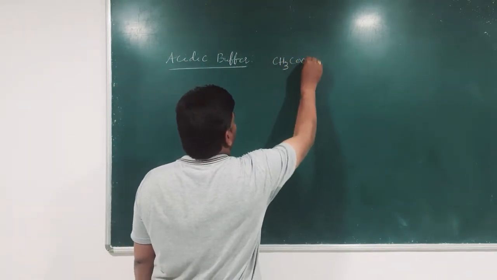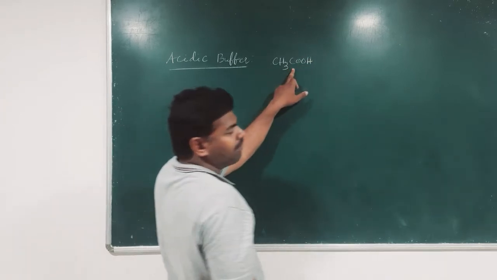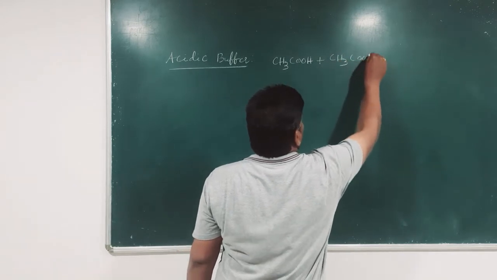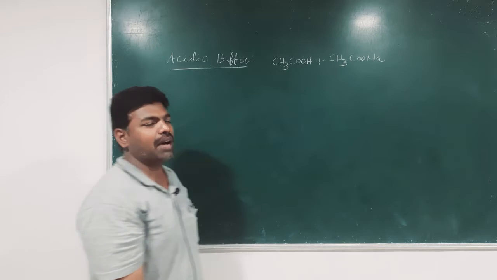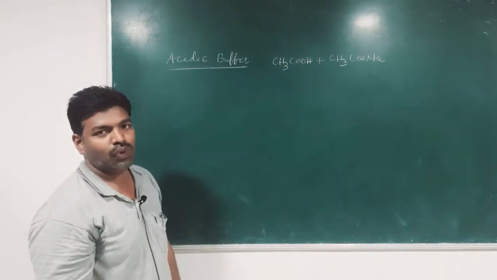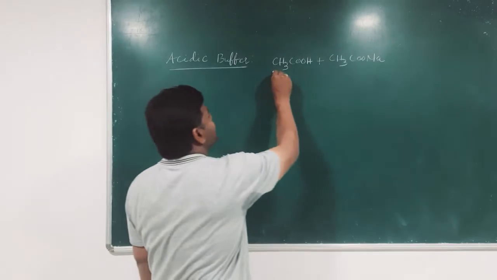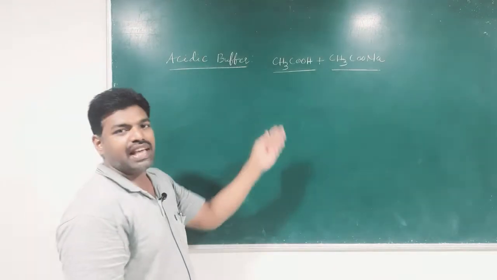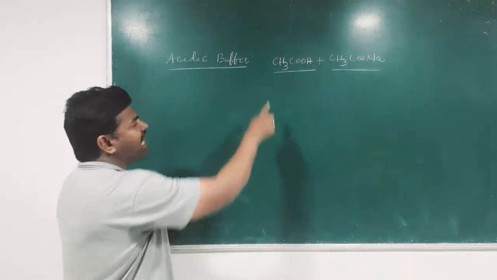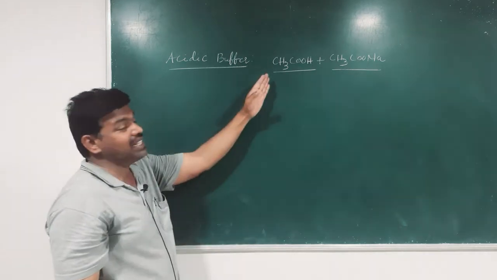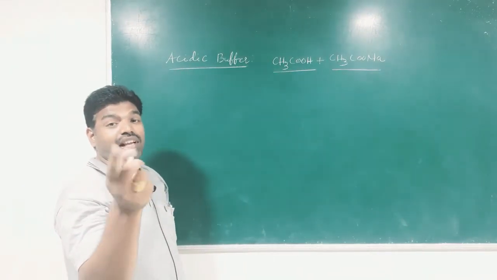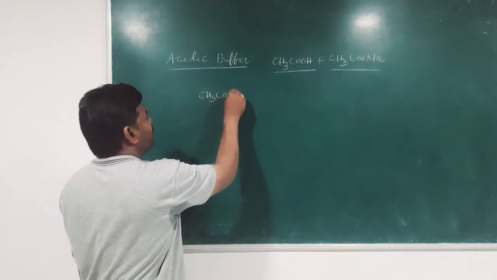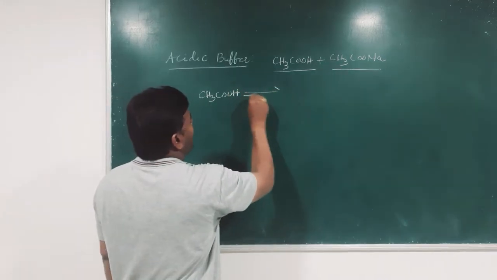Actually acidic buffer is a mixture of solution of weak acid and a salt of weak acid with a strong base. Okay, this is the example for acidic buffer. Here the acetic acid is a weak acid and sodium acetate is a salt formed from the weak acid with a strong base. Acetic acid is a weak acid, that means it is weakly ionized.